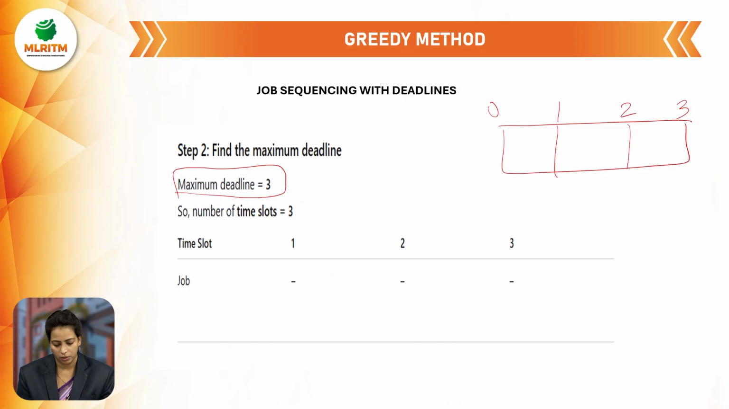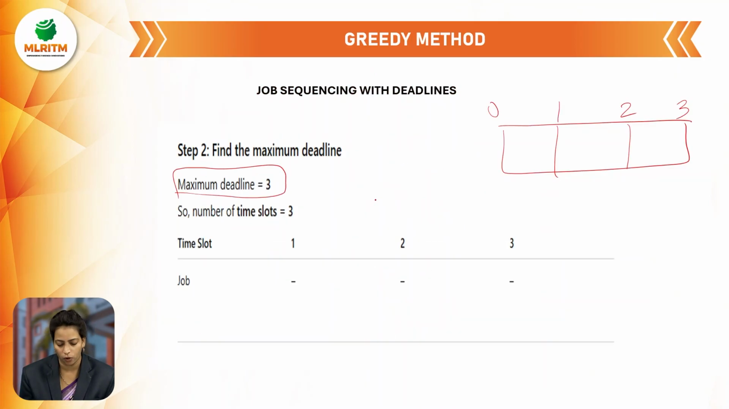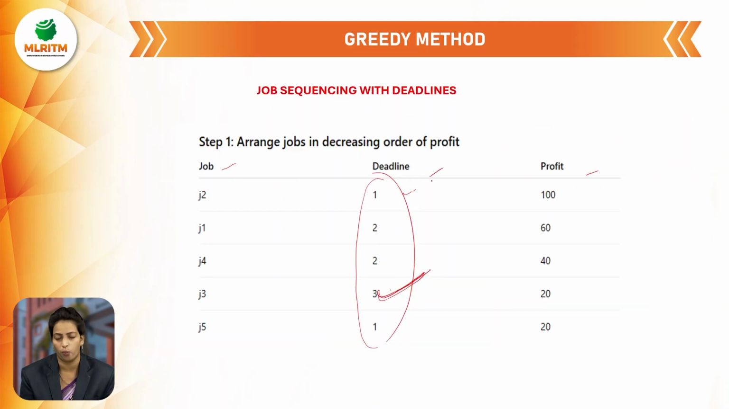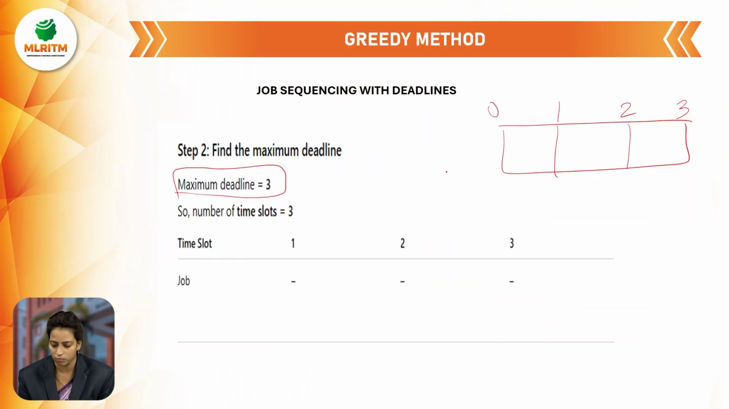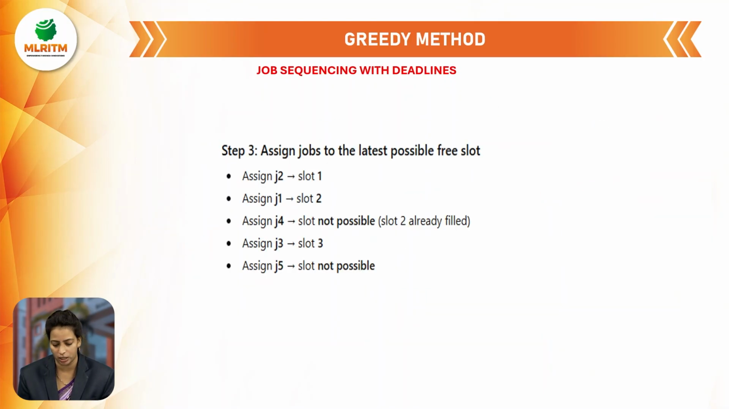So here the first one is J2. Corresponding deadline is 1. So we consider one formula, r minus 1 comma r. In this case, r is nothing but the deadline of the corresponding job. Which job do we consider first? J2. Why J2? Because we arrange all the jobs in decreasing manner. So that's why we consider J2 first.